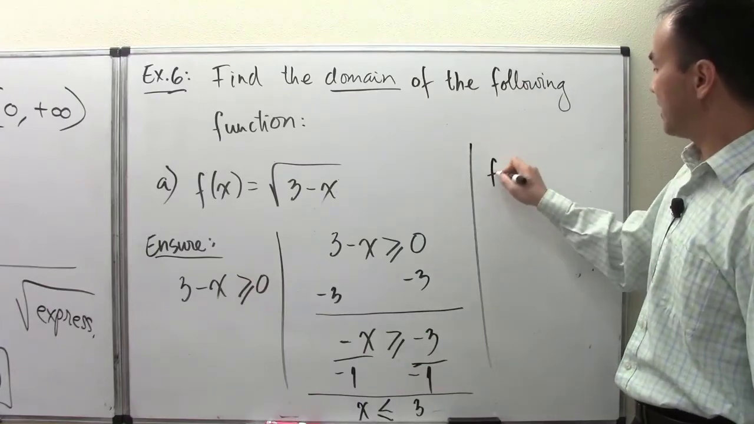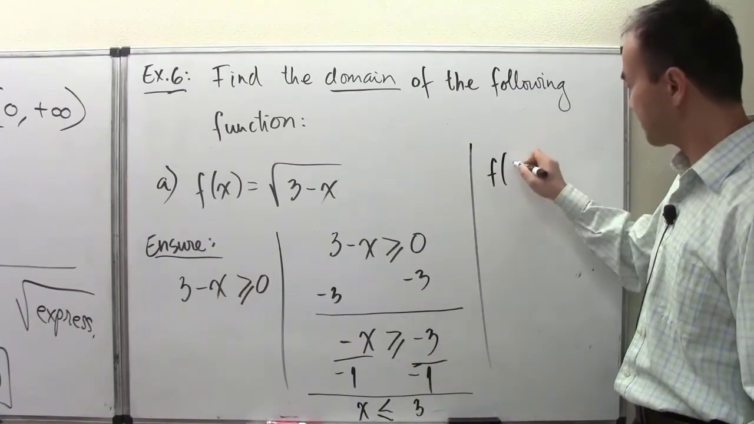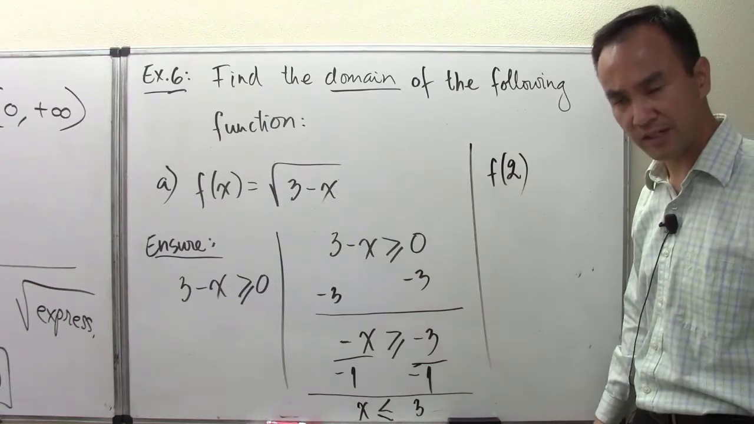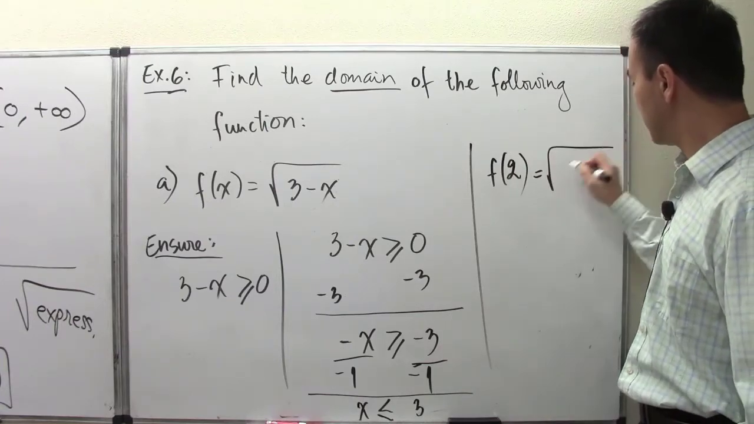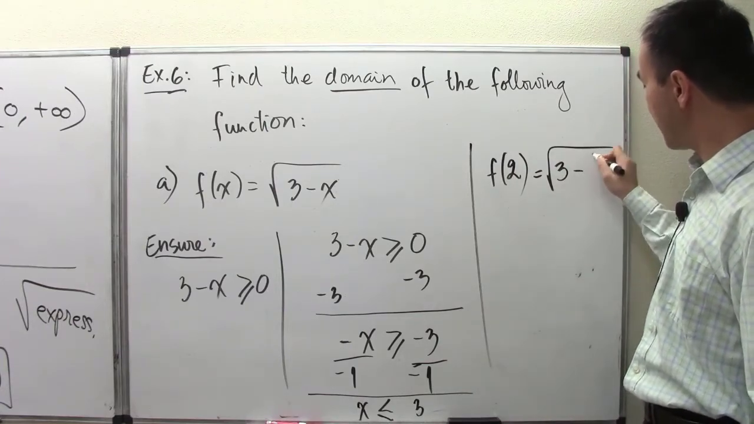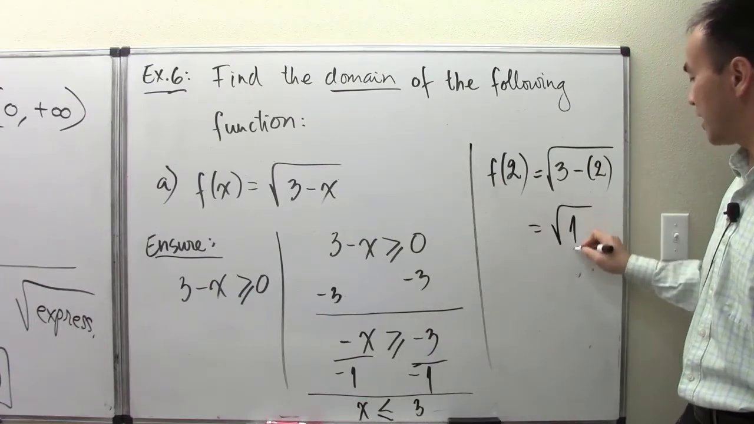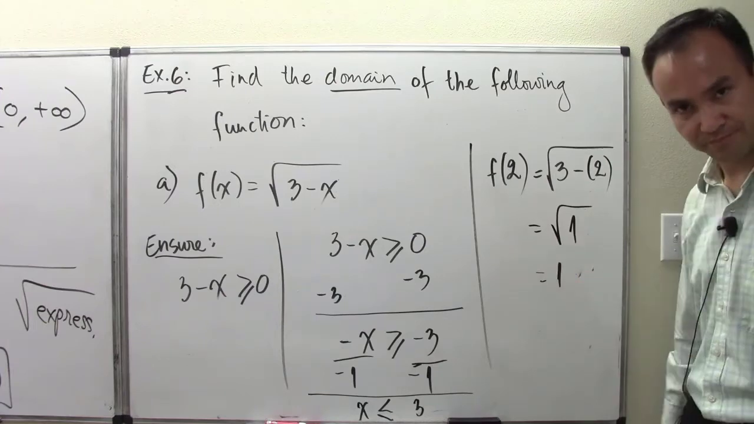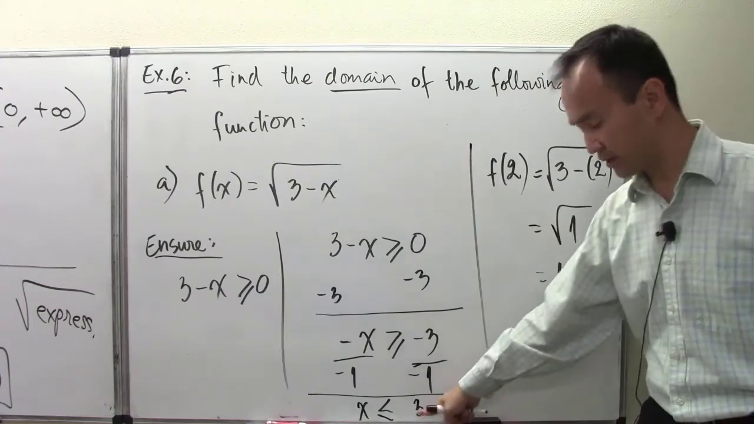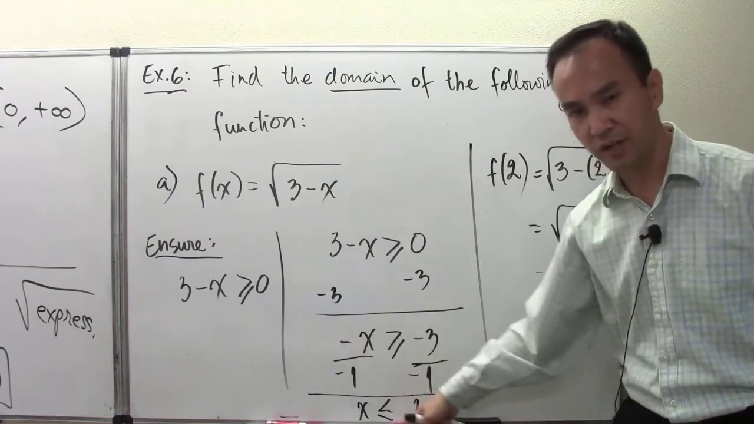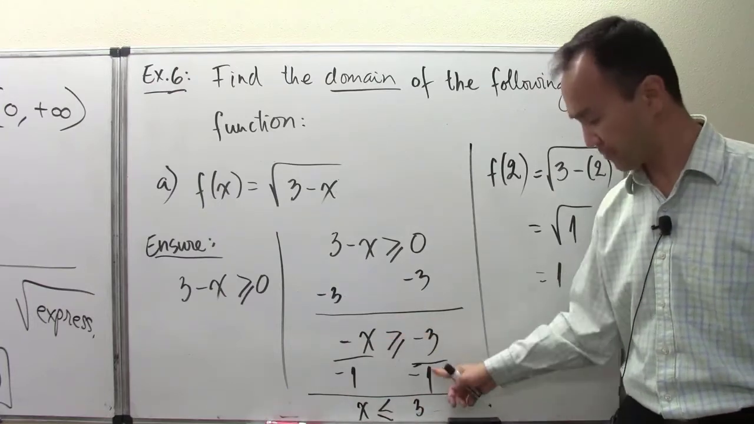And so now let's pick a number less than 3. 2. For sure less than 3. That equals the square root of 3 minus 2 in parentheses. That's square root of 1, which equals 1. That worked. So any other values that are further less than 3, it's going to work.